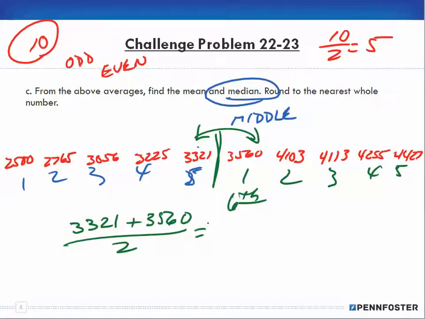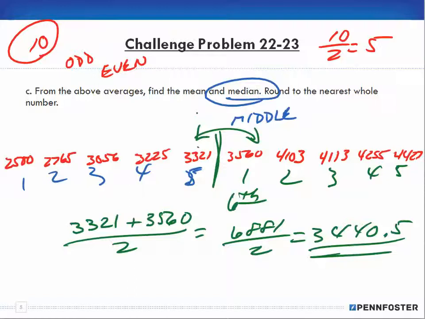So 3321 plus 3560 is 6881, and I divide that by 2, which gives me 3,440.5. That would be my median in this case. It would end up being $3,440.50. That's how you work with a median when you have an even number.